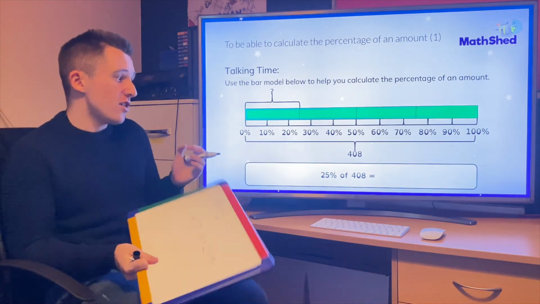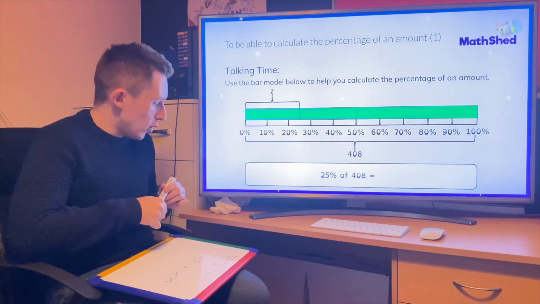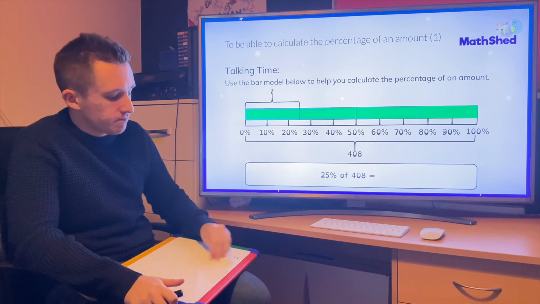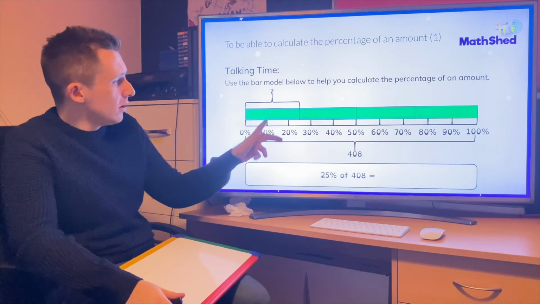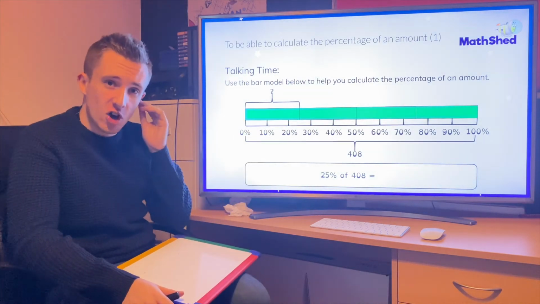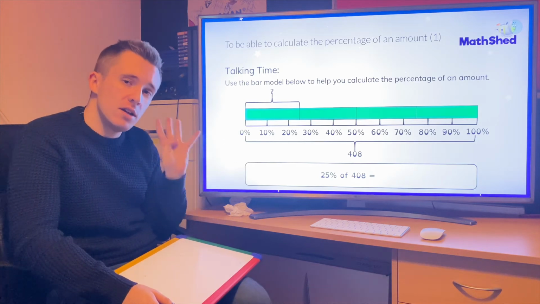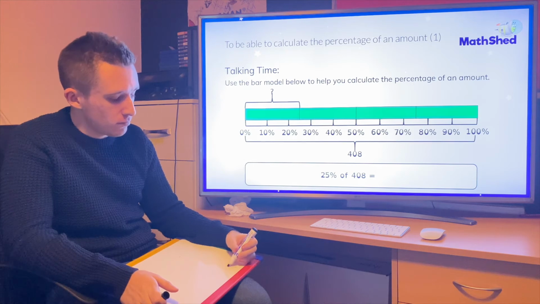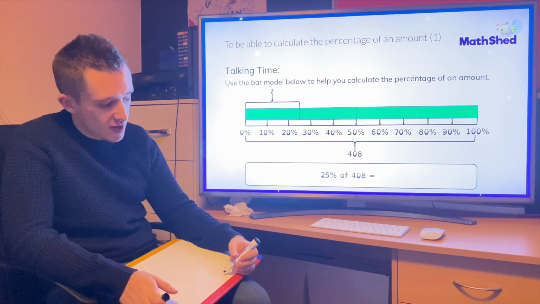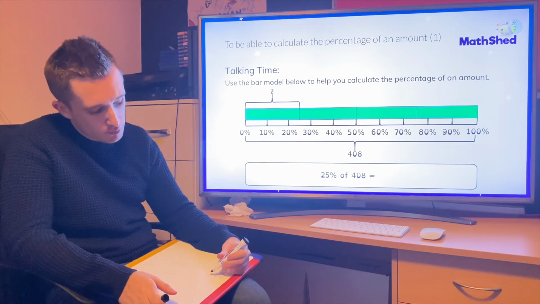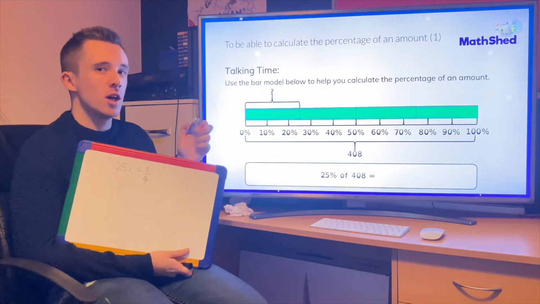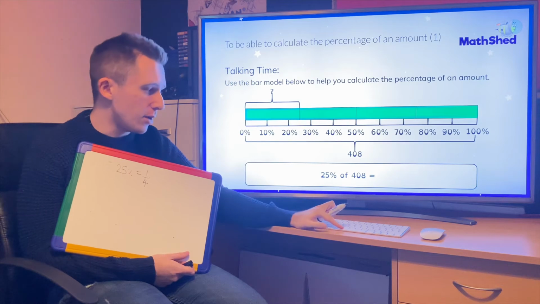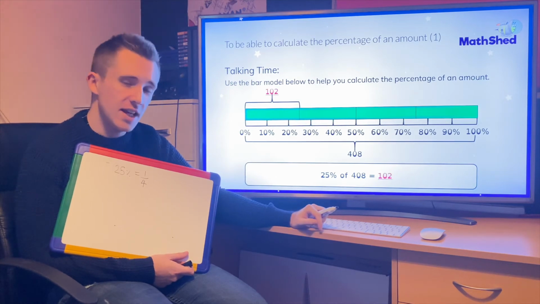Now, the next one is 25% of 408. We've already looked at 25%. It's no scarier. It's split into 4 parts this time. So we're going to divide it by 4, because 25% is the same as a quarter, which means we divide by 4. 408 divided by 4 is 102.